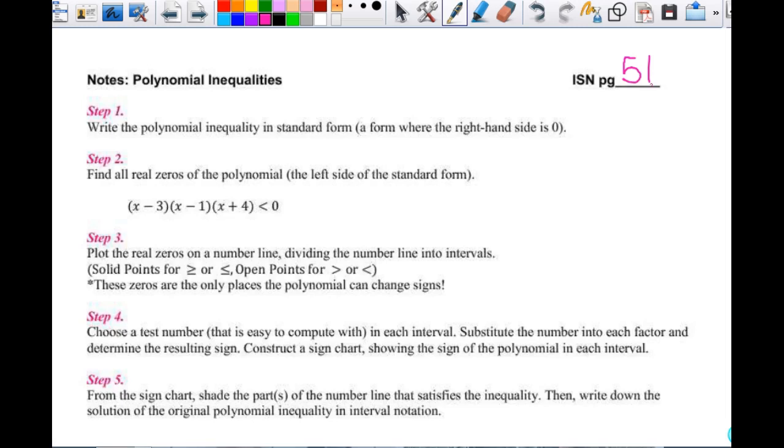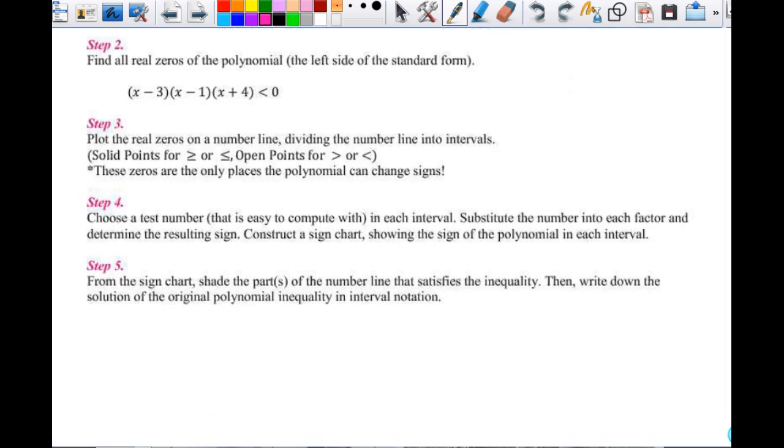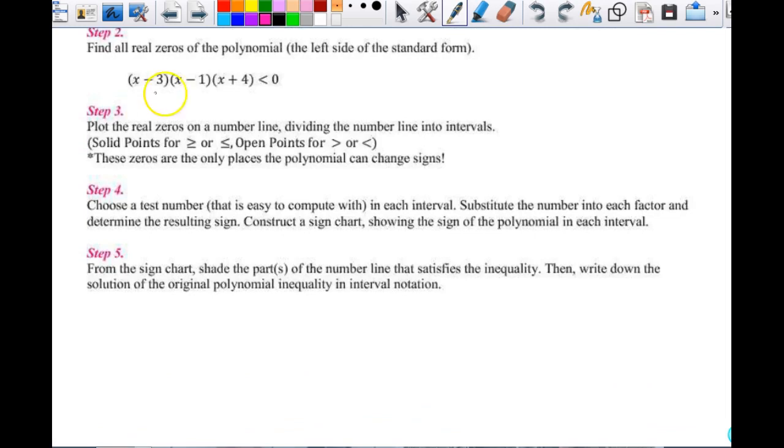All right, so step one is to write the polynomial inequality in standard form, a form where the right-hand side is 0, so that's already done for us right here. And basically that means you have to set it equal to 0. Then we have to find all real zeros of the polynomial, and that's pretty simple, especially since it's already factored for us, something that we're capable of. So our zeros are going to look like this. My smallest one is -4, then 1, then 3. Okay? And remember, if it said x-intercepts, those would be ordered pairs, but it says zeros, so we are good with our set notation.